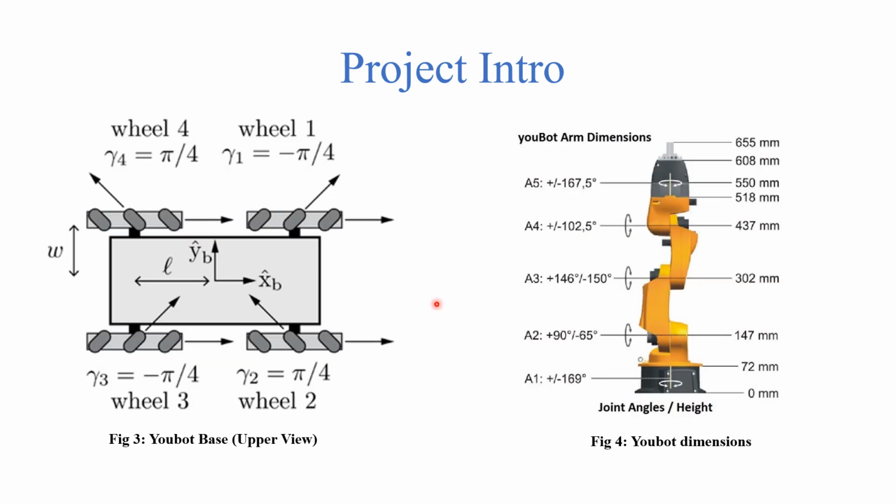Now the two figures here show a more detailed description of the Youbot. The figure on the left shows the Youbot base from an upper view, which shows the four wheels, which are all mecanum wheels, with an angle of pi over 4. Now these wheels allow for sliding to the side in a direction perpendicular to the robot's forward direction. To the right, we see a more detailed dimension description of the Youbot arm that is installed on top of the mobile platform.